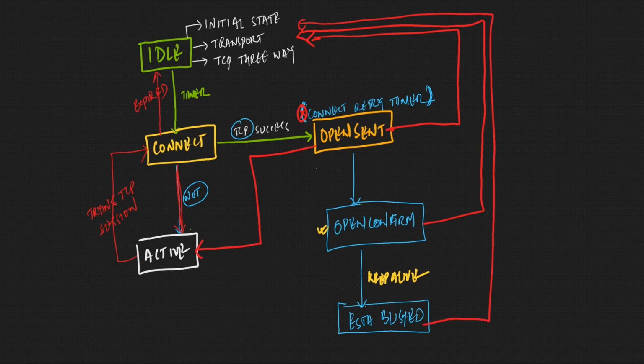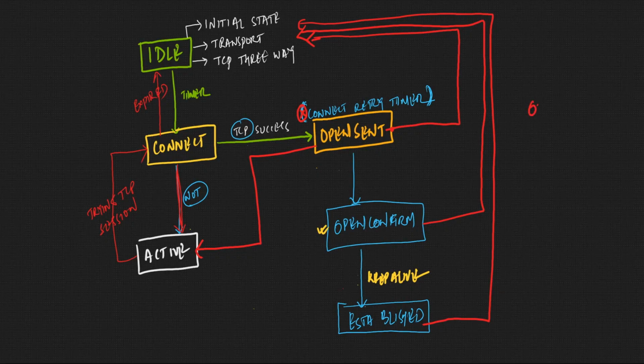So this is what the BGP state is all about, and this is how it transitions from idle, connect and active. Idle, connect, active is a part of TCP. OpenConfirm and established are a part of BGP. There are different messages associated with this.